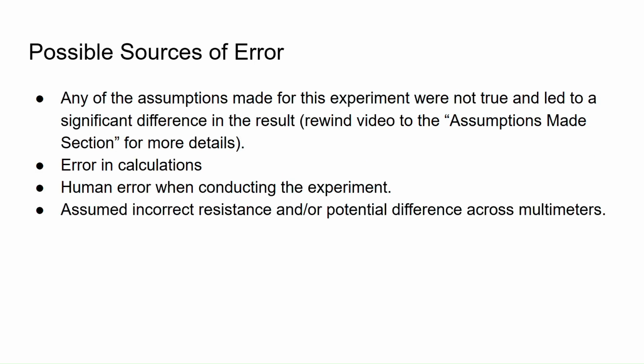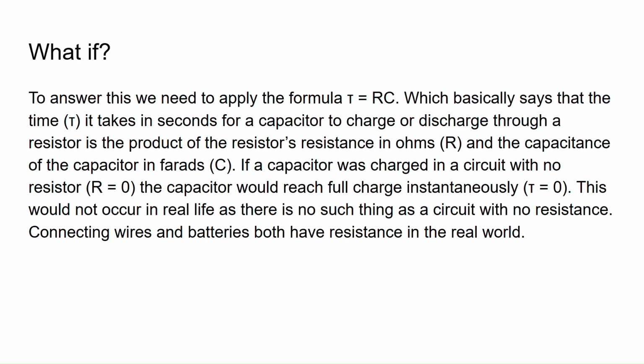Possible sources of error. Any of the assumptions made for this experiment were not true and led to a significant difference in the result. Rewind the video to the assumptions made section for more details. Error in calculations, human error when conducting the experiment, assumed incorrect resistance and/or potential difference across multimeters. What if?